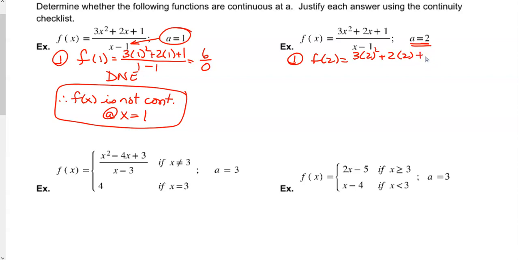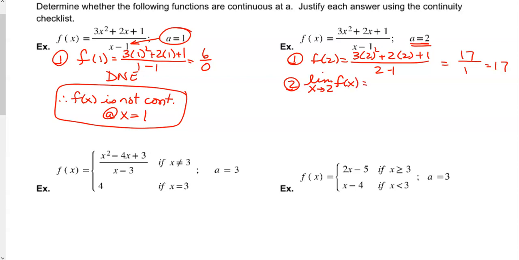So 12 plus 4 is 16 plus 1, which gives me a 17, all over, in both cases, plug 2 in the bottom, 2 minus 1, which is 1, and that gives me 17. So basically, I plug 2 into that function. I get a number out, so it exists. What happens now when I look at the limit as I approach 2 of my function?